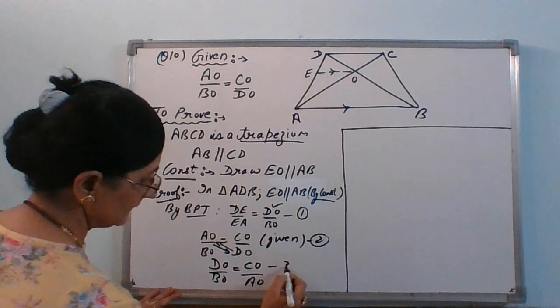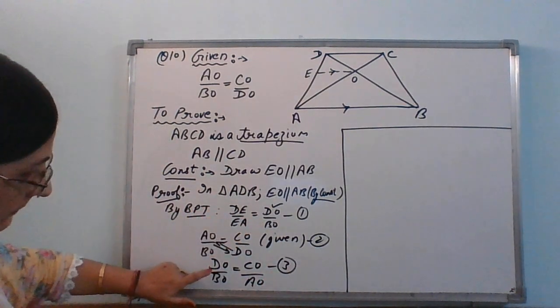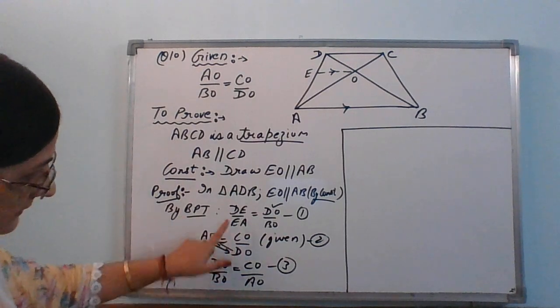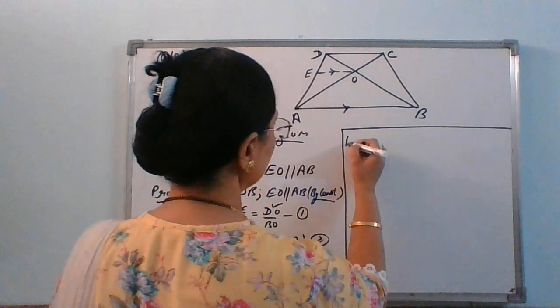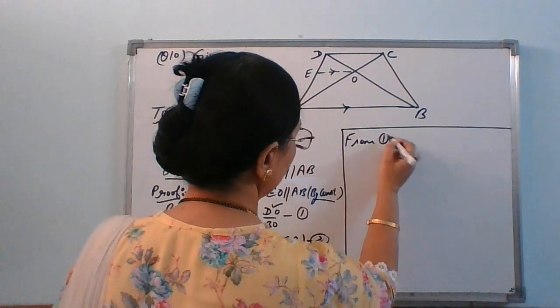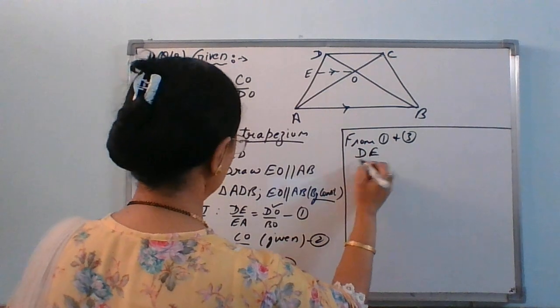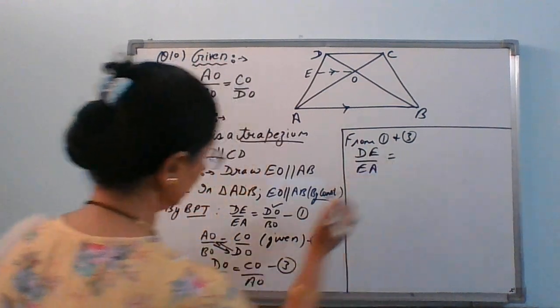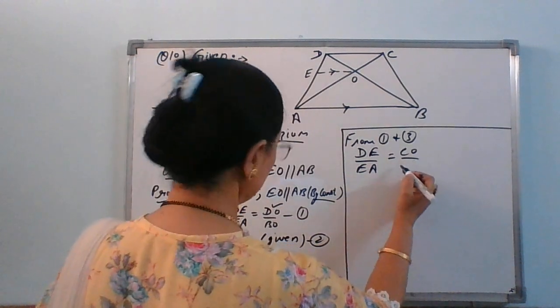Now compare 1 and 3. Compare these two: DO and BO, DO and BO. It means this is equal to this. ये वाला same है. So they are equal. So from equations number 1 and 3, DE upon EA will be equal to, ये तो same है, the CO upon AO.